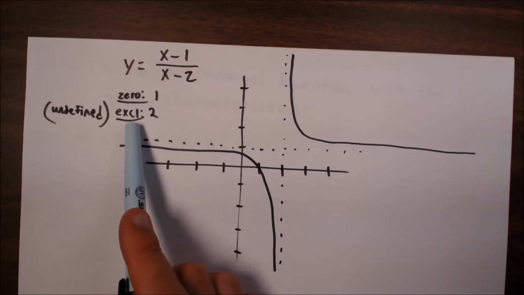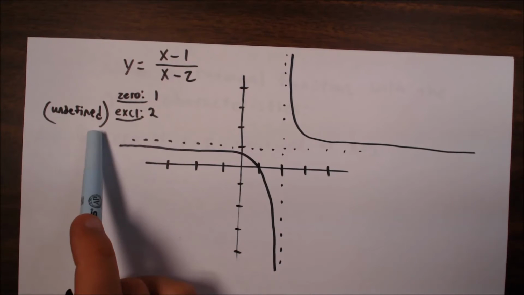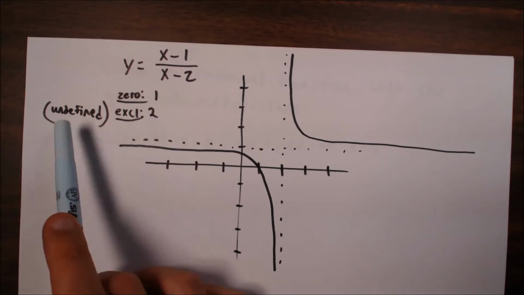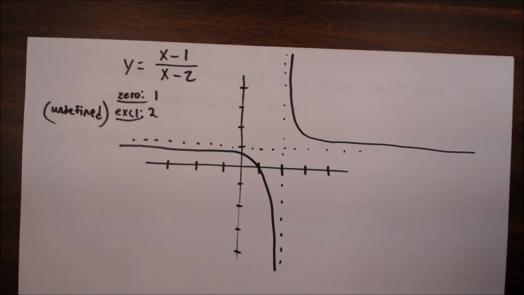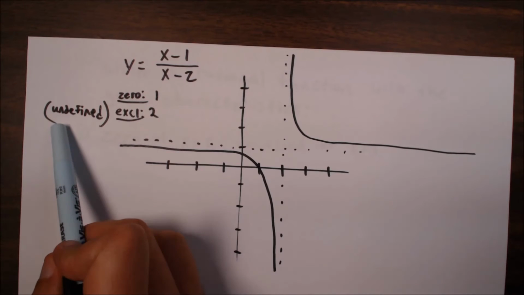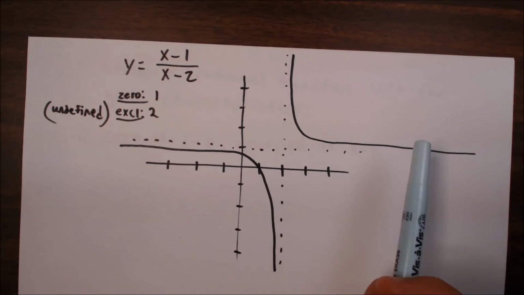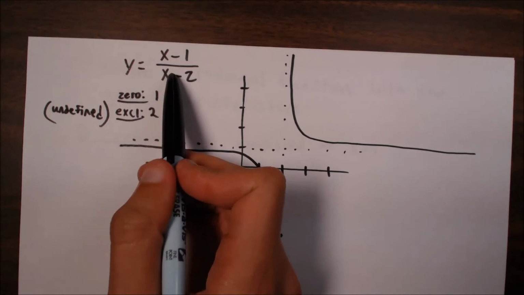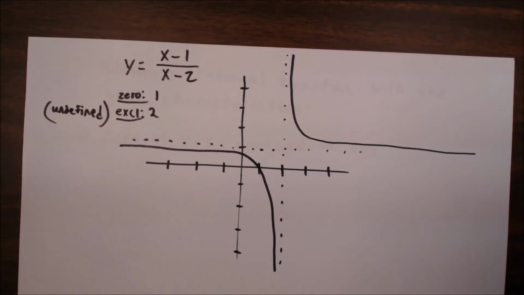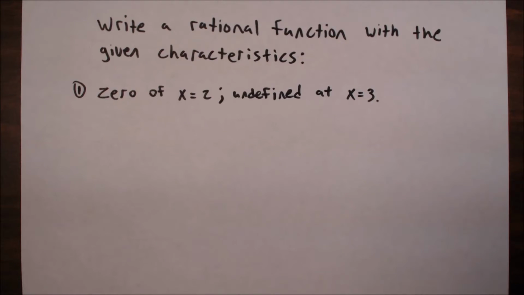So we can call this two different things. Sometimes they will say it's undefined at 2, or they may say there's a vertical asymptote at 2. And on the homework, it's going to ask you both of those. If you see undefined at some number or a vertical asymptote at some number, that means the same thing. That means what the denominator has to be. Okay, so here's an example problem.